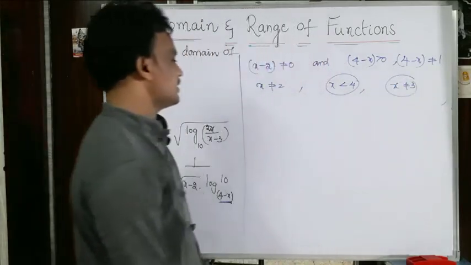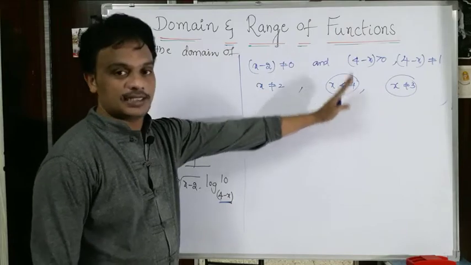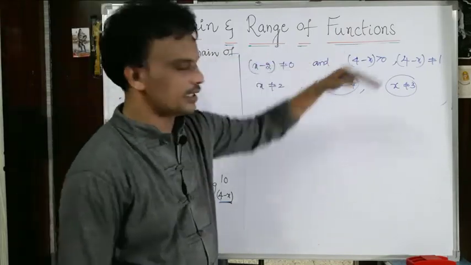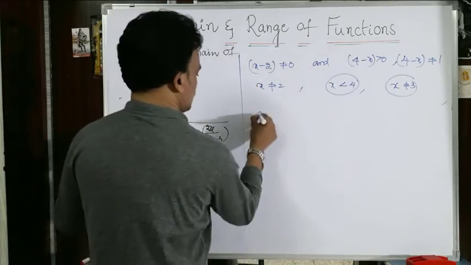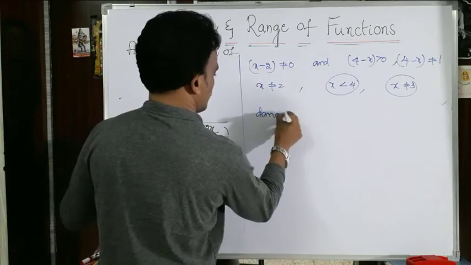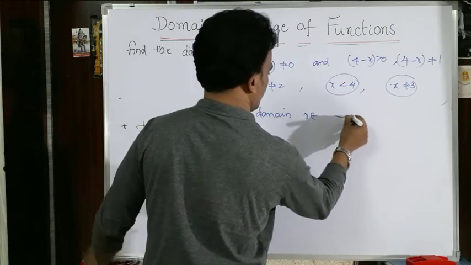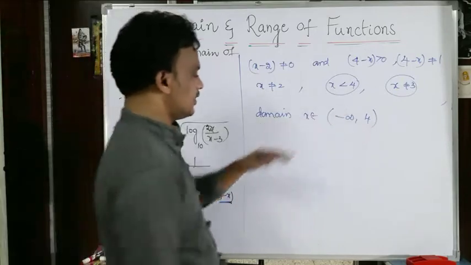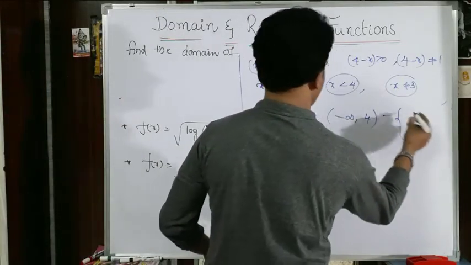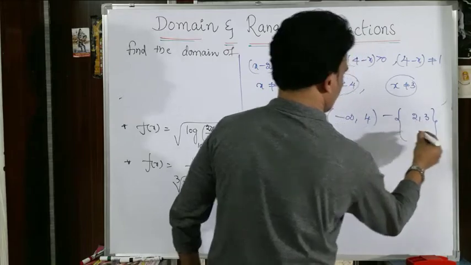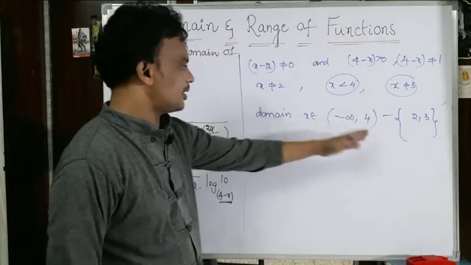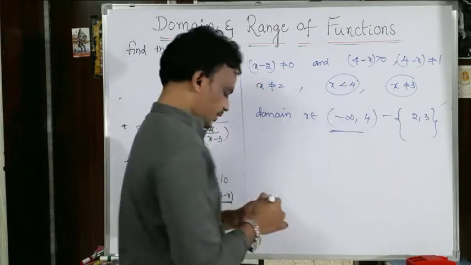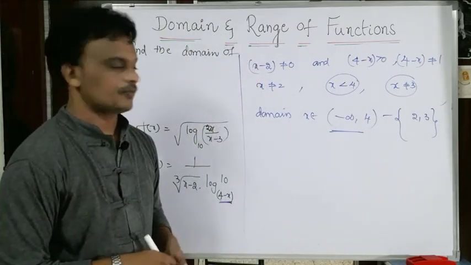Come on, what are the conditions? Totally, the final values are less than 4. Of those values less than 4, we should not take 2 and we should not take 3. So, can I write like this? The domain is x belongs to minus infinity to 4 first of all, minus infinity to 4. In this interval we cannot take 2 and 3, we should not take 2 and 3. Okay. So, like this we can find the domain of the functions. Okay, right?